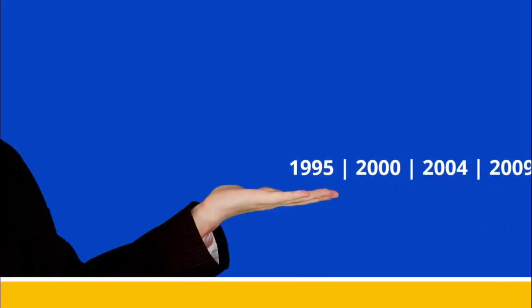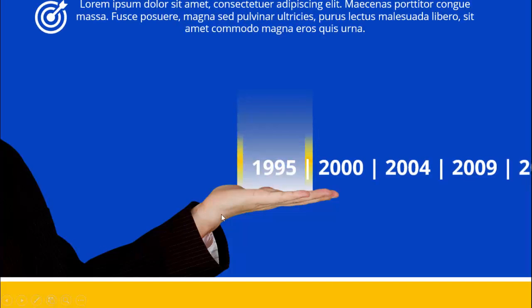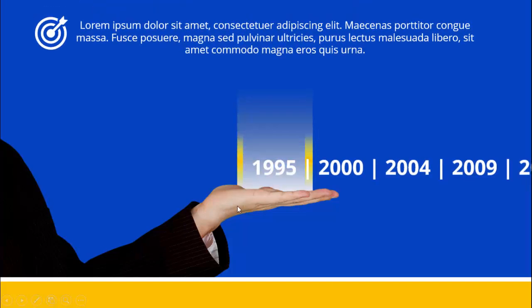When I click, you can see here I have added an image of a person holding the hand like this and showing the hand like this, and then I have added the year here, 1995, and then you can add some more detailed text. You've got more space to write the information, and I have added some icons here.